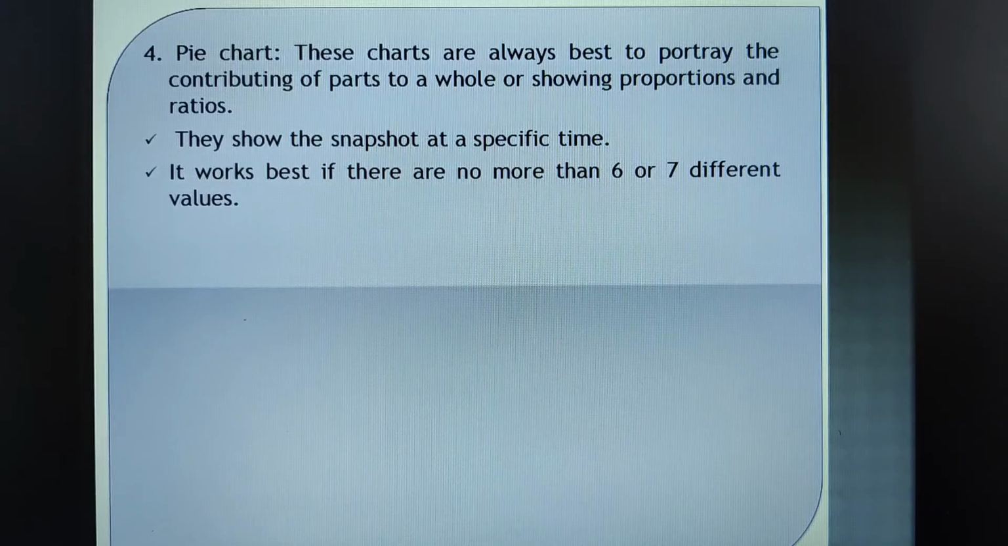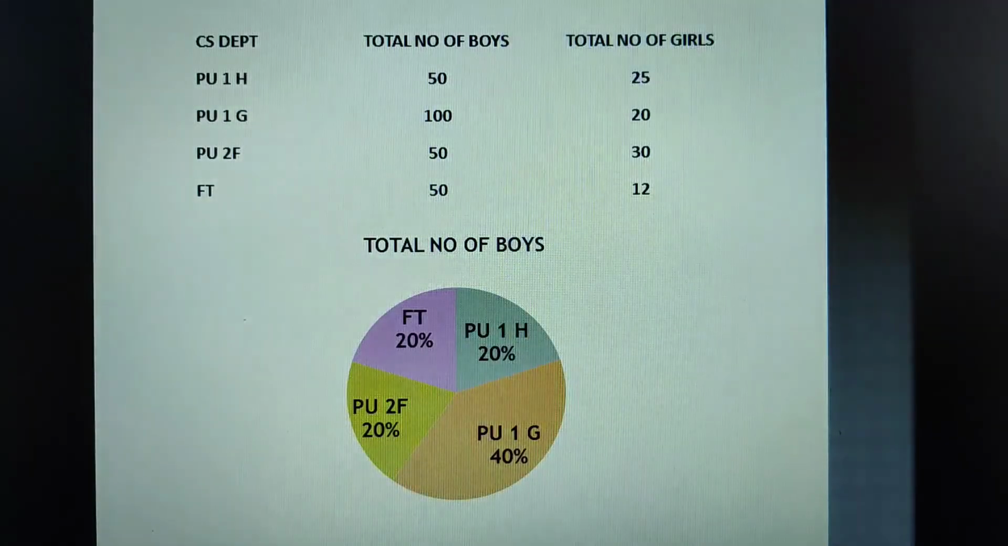Suppose you have more data, then the pie chart would still work, but its representation will not be as clear as when you have very few data values. Let us show the example here. Look here, on the whole 100%, the PU1H section is contributing 20%, 1G with 40, 2F with 20, FT as 20. So the total is 40, 40, 80, and then 100. When you want to see the contribution made by each section, or when you are dealing with ratios and proportions, you can go for the pie chart.